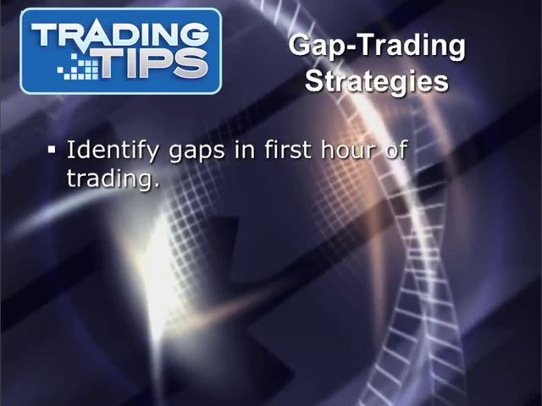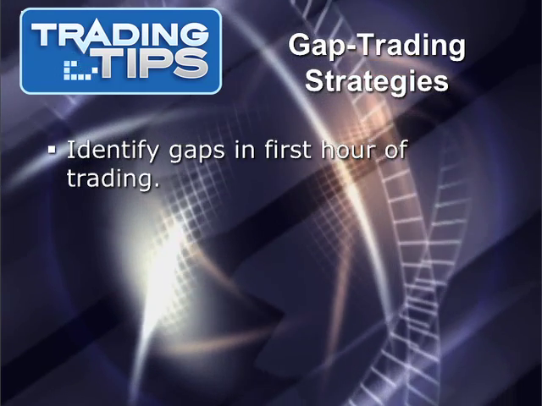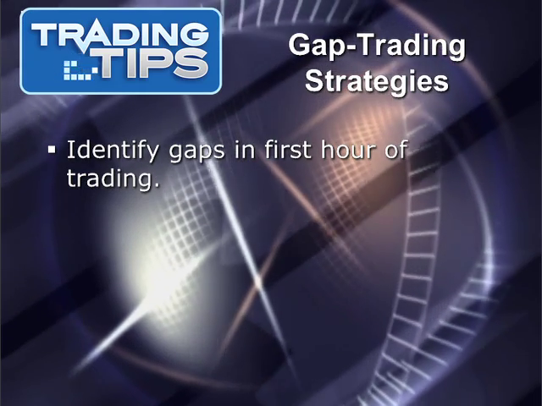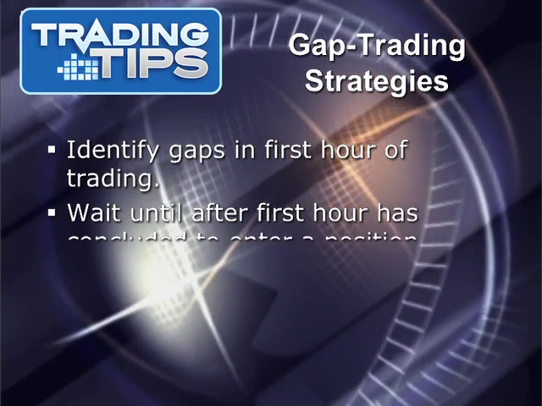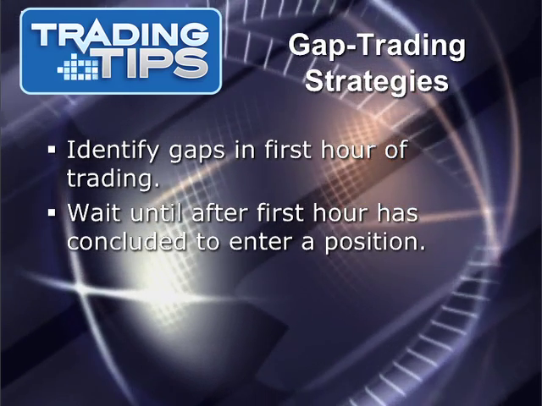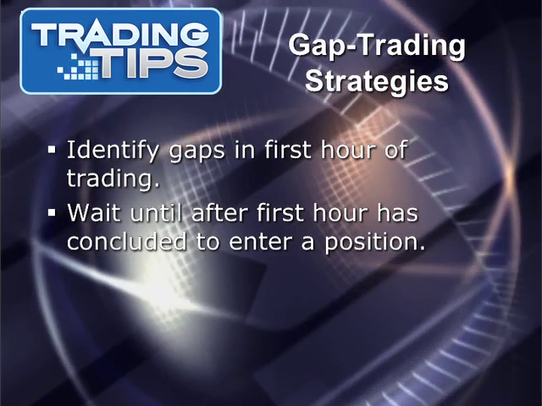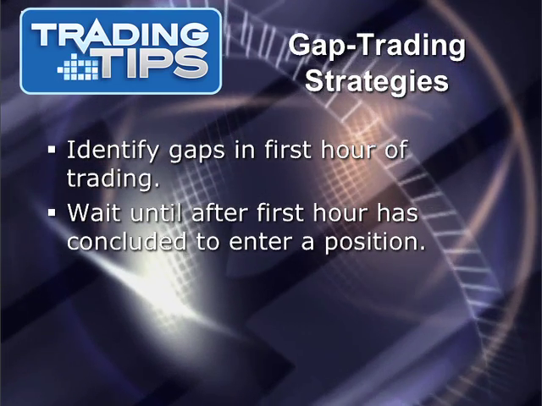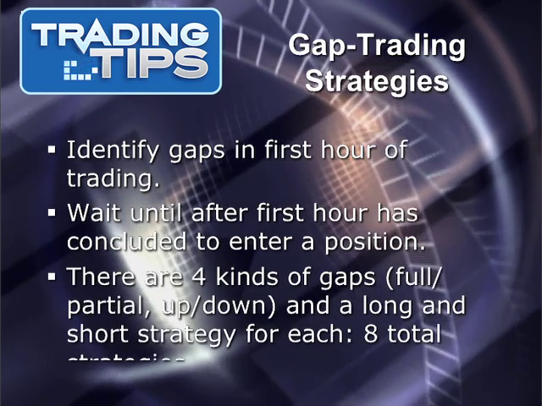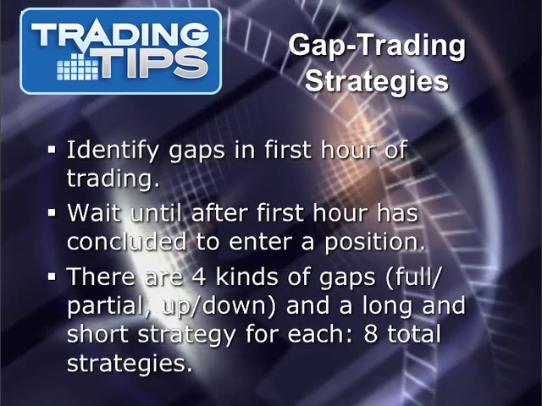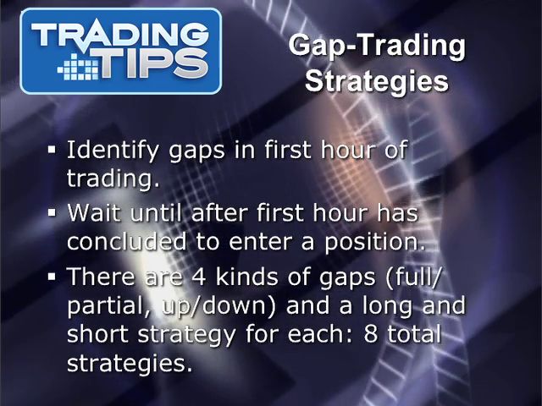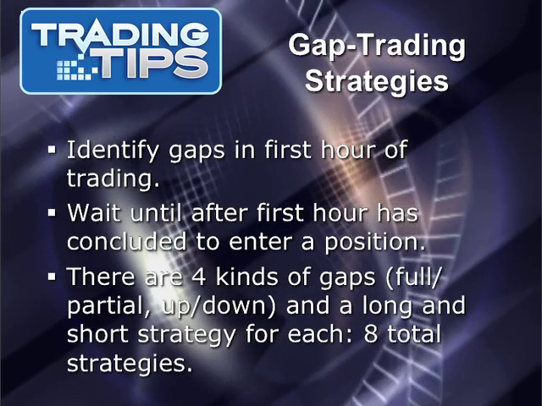Now we've looked at full and partial gaps both up and down. Now let's look at some strategies. In general, you should identify gaps early in the trading day and then give the stocks an hour to develop a trading range. From there, you can come in at 10:30 a.m. Eastern Time after the first hour of trading and try to make a momentum play. There are 4 total kinds of gaps: full up, full down, partial up, partial down. And each can be played with a long, that is buy, or short, that is short selling strategy. And all that works out to 8 total strategies.